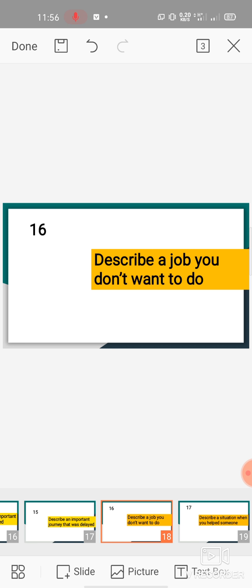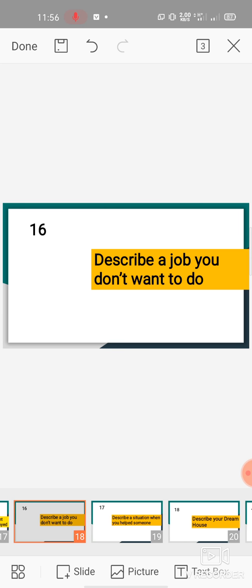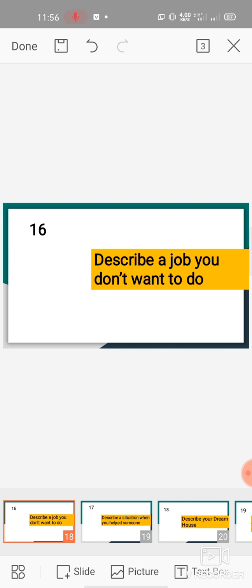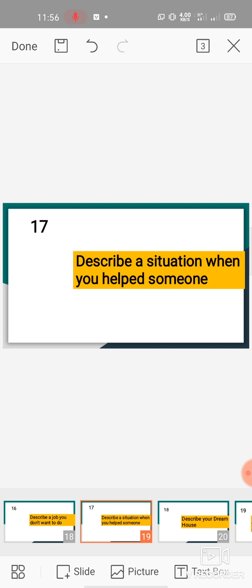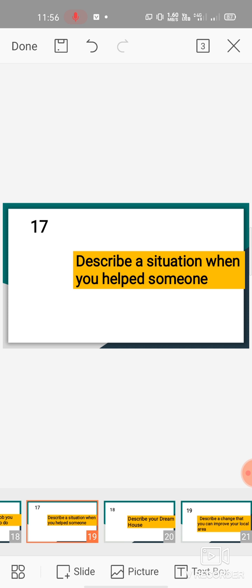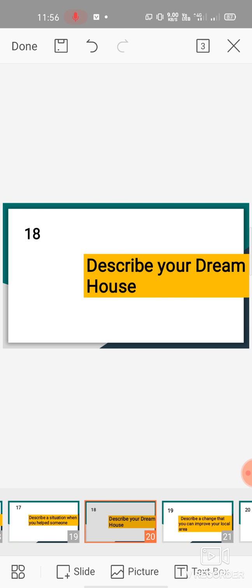16, describe a job you don't want to do. You can describe a job that you don't want to do in future. 17, describe a situation when you helped someone. So you can describe a situation when you helped someone and you felt very good after helping someone.